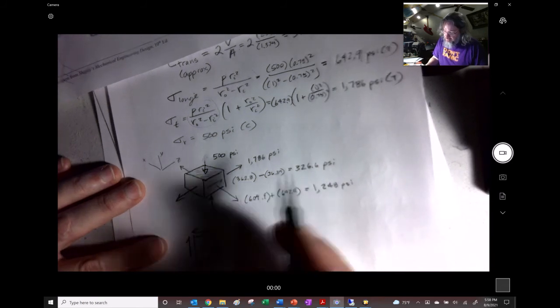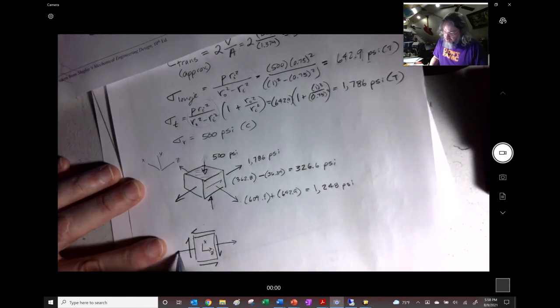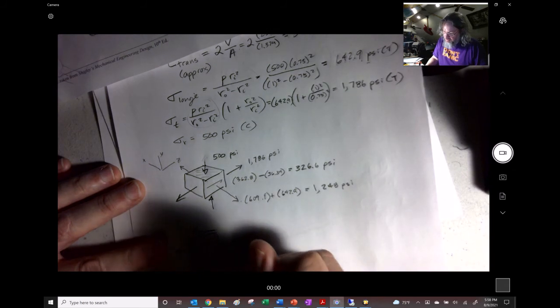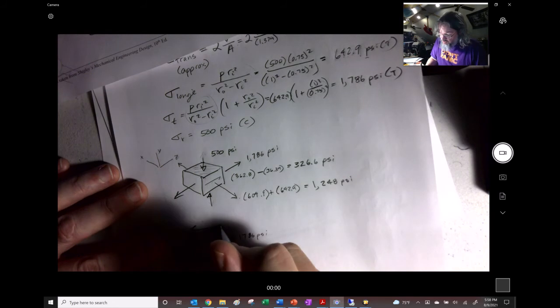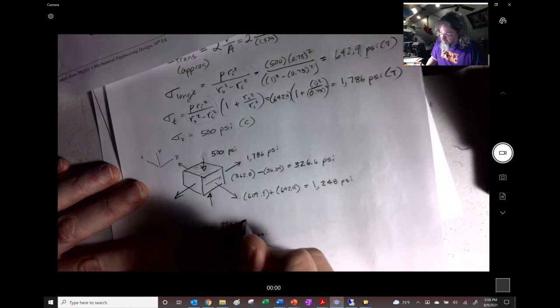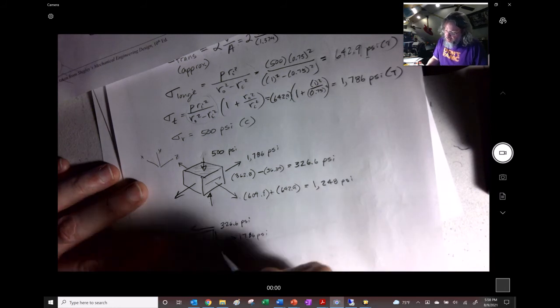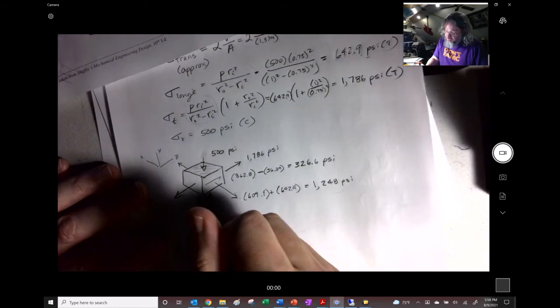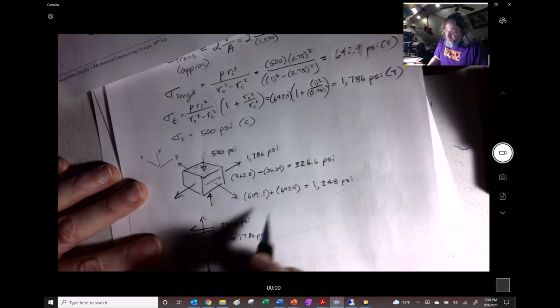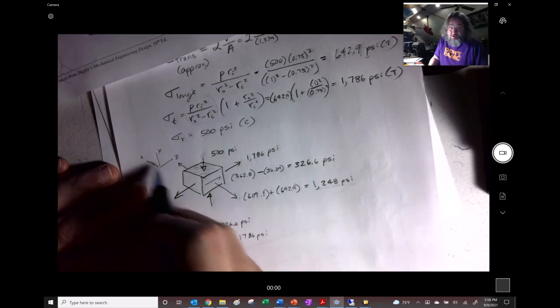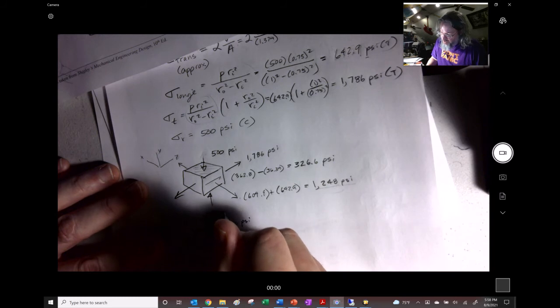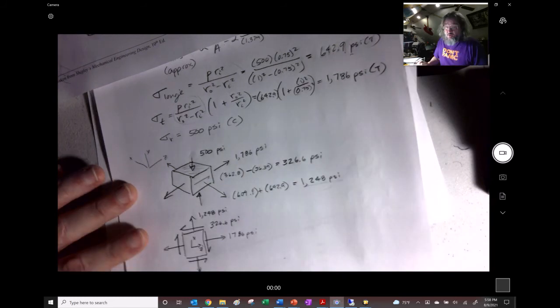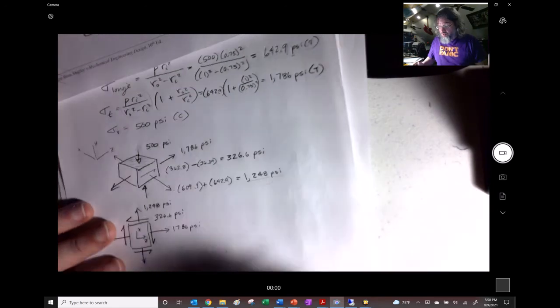This in the Z direction is the largest value there. There's your 1786 psi. And over here, I'm going to write 326.6 psi. And then this is the sum total of the one in the X direction. I'll put it up at the top, 1,248 psi. Now we have to do a Mohr circle.